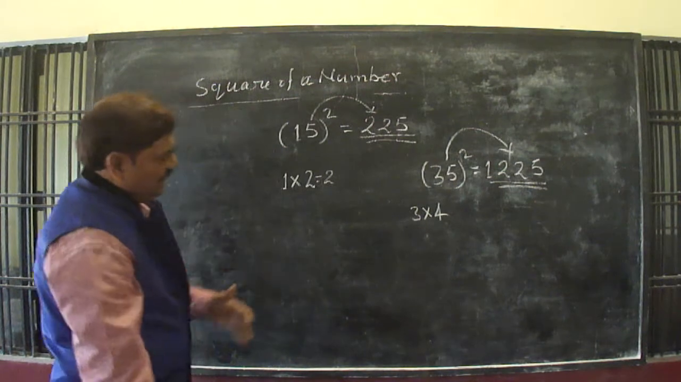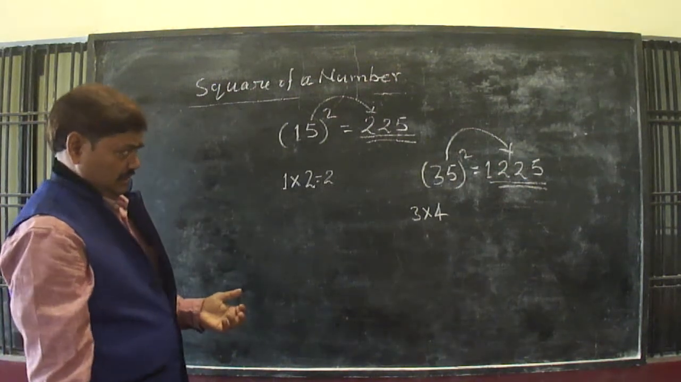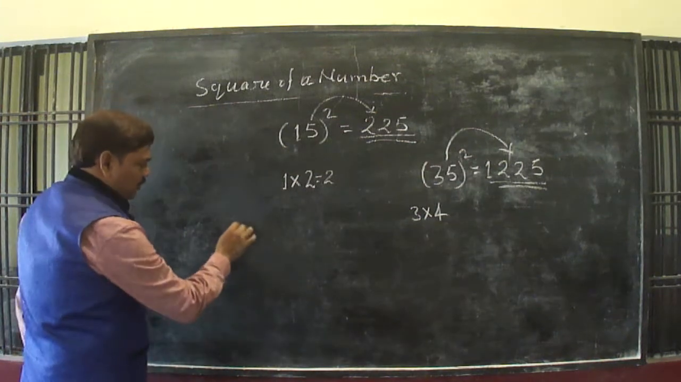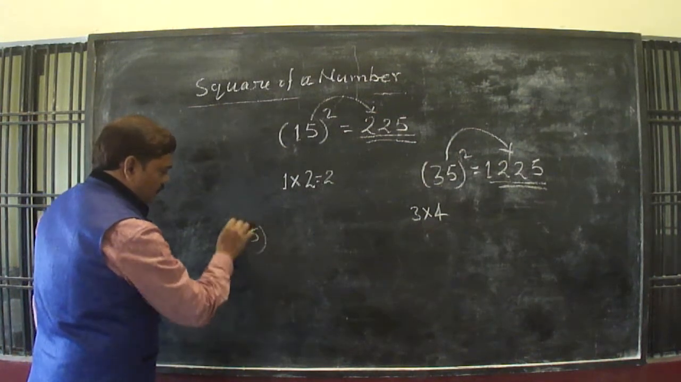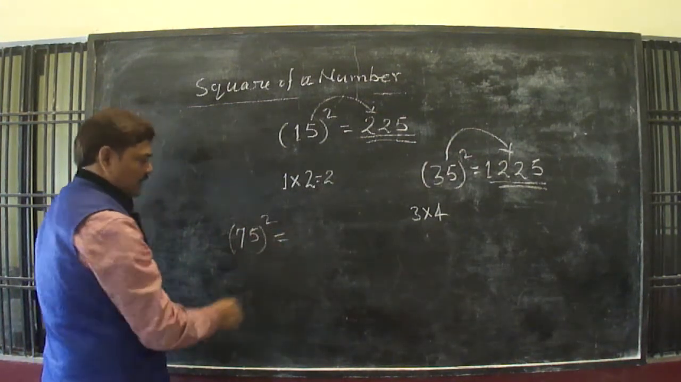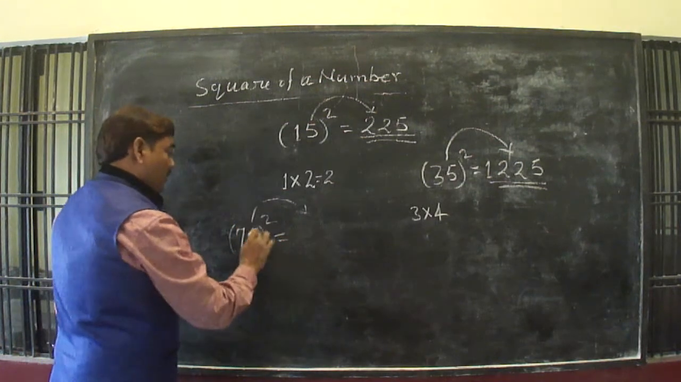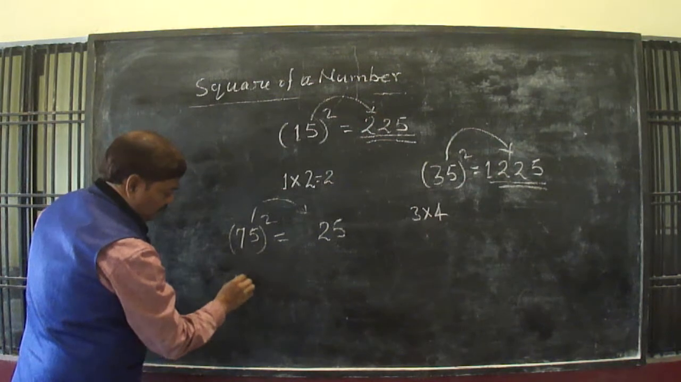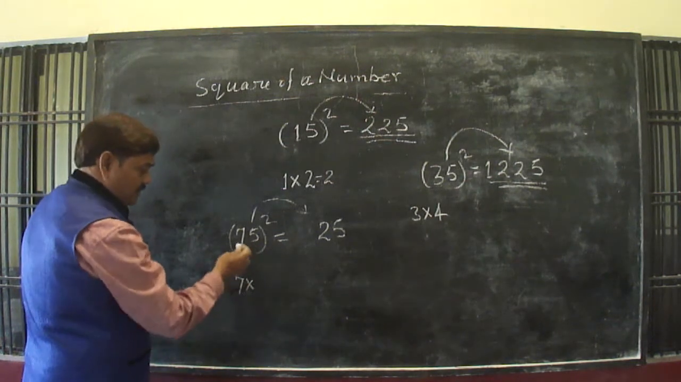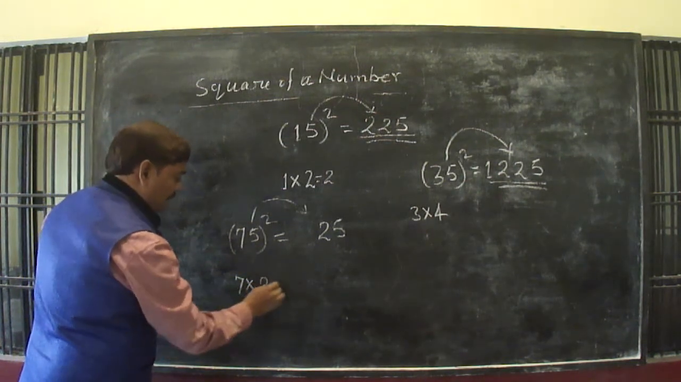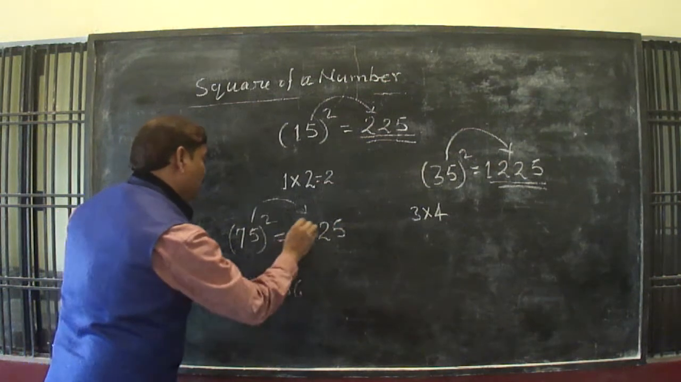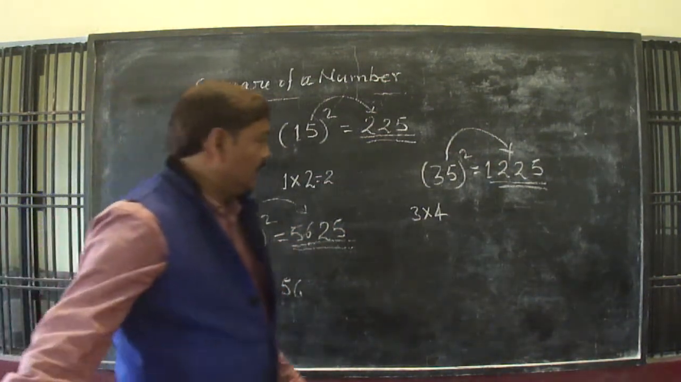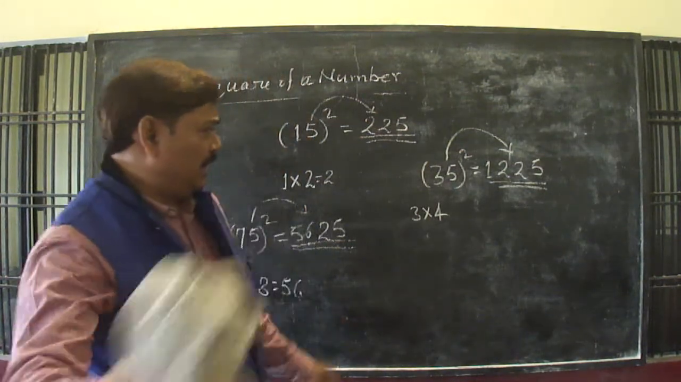So similarly, we can square a number whose unit place is 5. Suppose we want to square 75. Then put first 25, the square of this, and then multiply 7 into the next number of 7, which is 8. 56, we put here 56, that is the square of the 75. So this is the method of squaring a number.